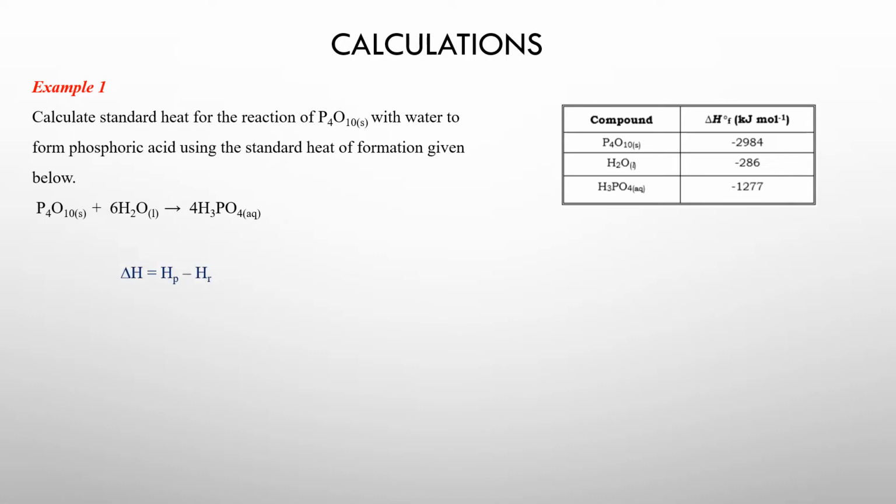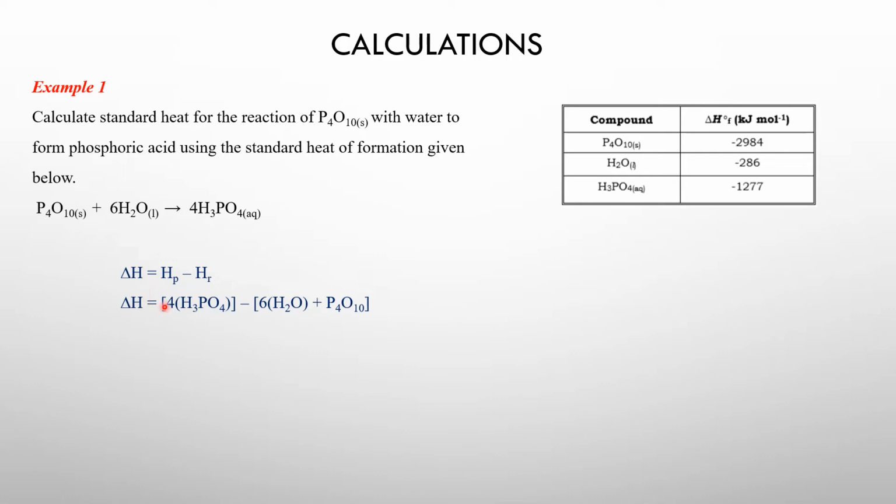Notice that the product is only one. We have phosphoric acid, 4 moles of that. If you look at the table given on the right hand side, the heat of the product, phosphoric acid, is minus 1277 kilojoules per mole. Since there are 4 moles of phosphoric acid, we are going to multiply this energy by 4. So this is how the equation would read now: 4 moles of the heat of product minus the heat of the reactant.